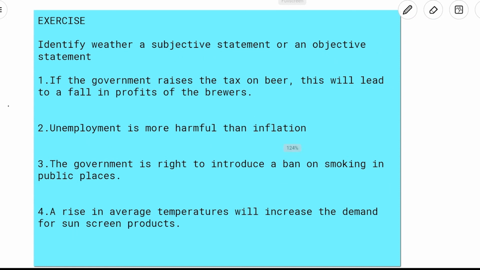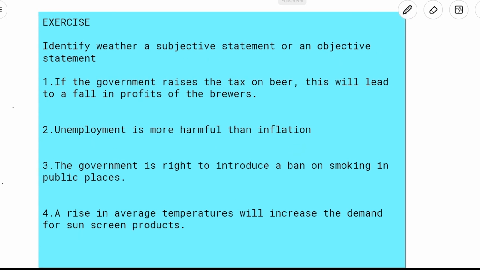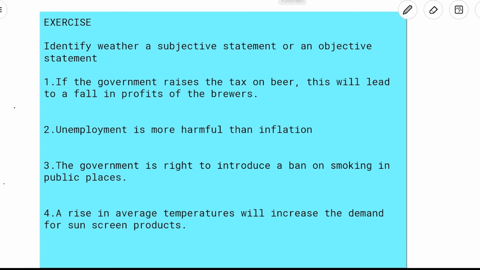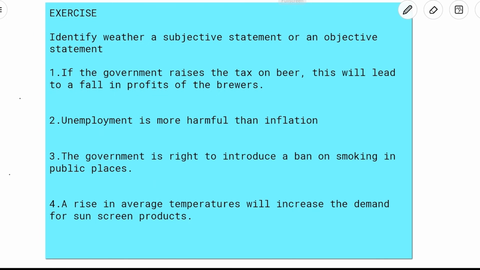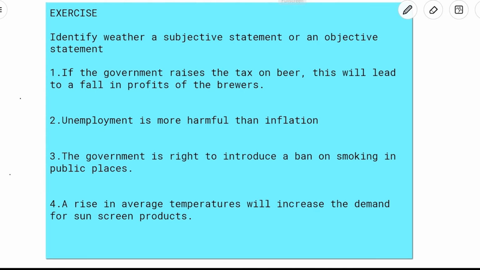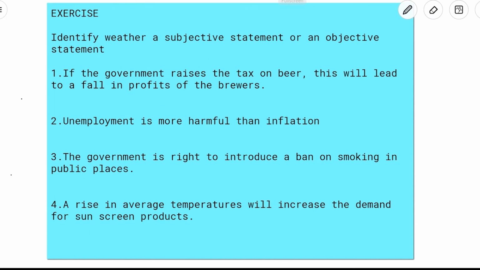If the government raises the tax on beer, this will lead to a fall in the profits of the brewers. By using the available market details, we can decide whether the profits of the brewers will increase or decrease when the government tries to raise the tax. So, anything which can be proven by facts is known as a positive statement. So, this is a positive statement.